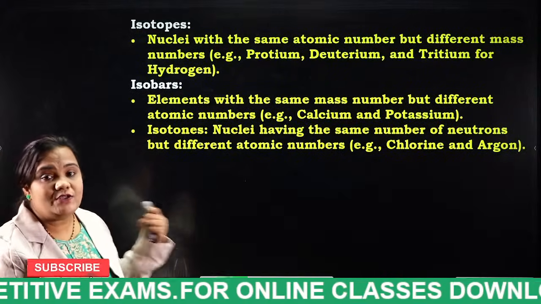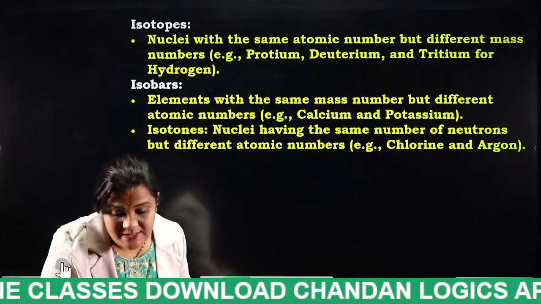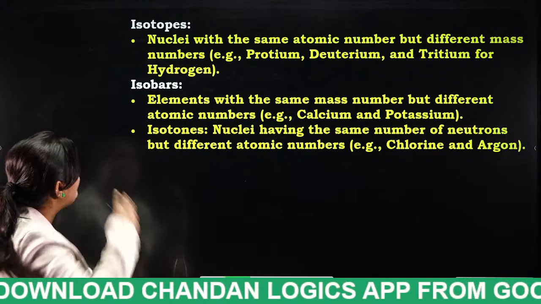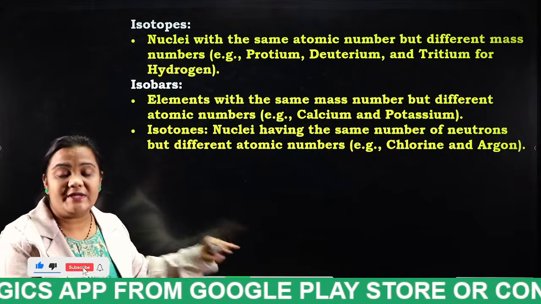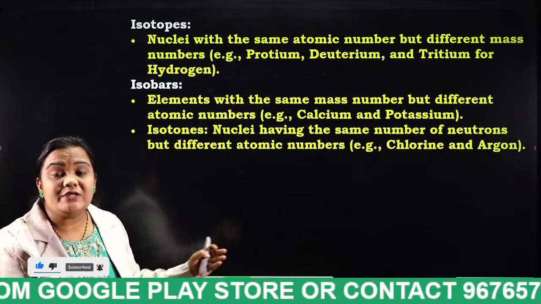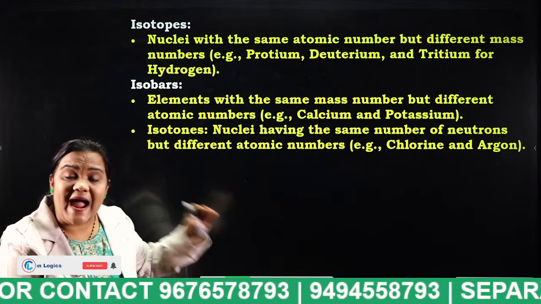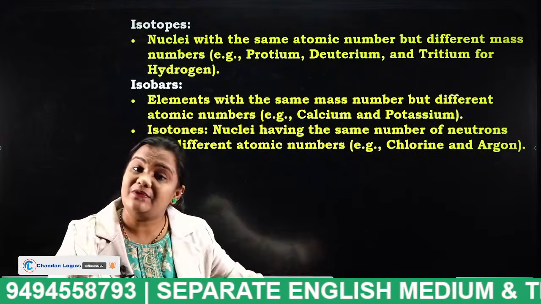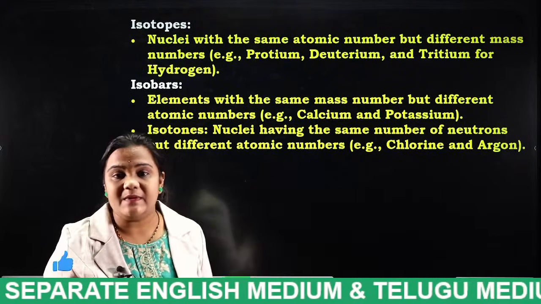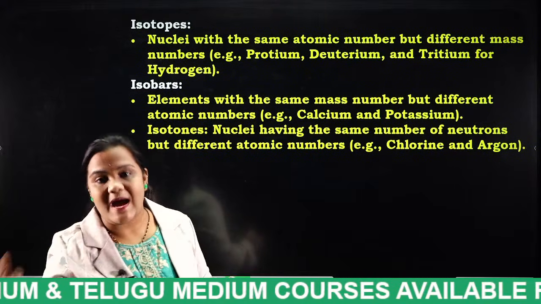So, next, isotopes, isobars and isotones. Listen properly, students. What do you mean by isotopes? Isotopes are nothing but, for example, hydrogen has 3 types of isotopes. That means those isotopes consist of the same number of protons but a different number of neutrons. That means they have the same atomic number but different mass number.